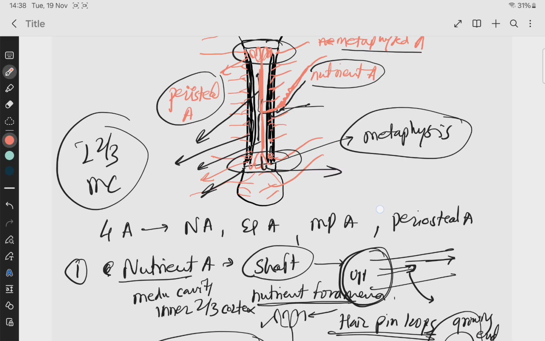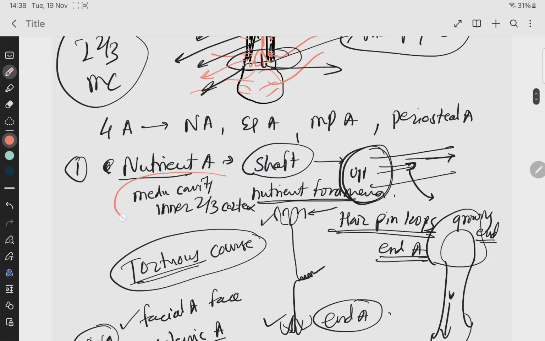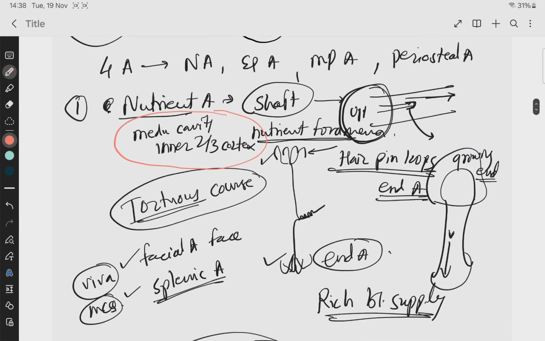Which area does it supply? It supplies the medullary cavity, and the inner two-thirds of the cortex is supplied by the nutrient artery. Then obliquely, it enters the bone through the nutrient foramina. The direction of the nutrient foramina is obliquely placed. If it is pointing downward, then the upper end is the growing end of the long bone. It is tortuous in course when it is close to the cortex, before entering into the cortex. Why is it tortuous? To allow the movement of the muscle.